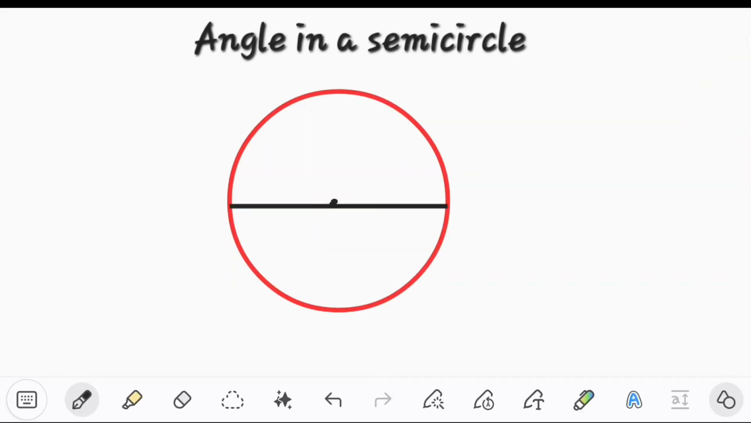Now let's talk about some very interesting properties you must remember. Angle in a semicircle. An angle subtended by a diameter on the circumference is always a right angle, or 90 degrees. Example, if a triangle is formed with the diameter as one side, it will always be a right-angled triangle.